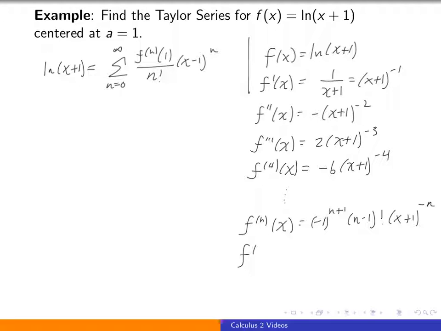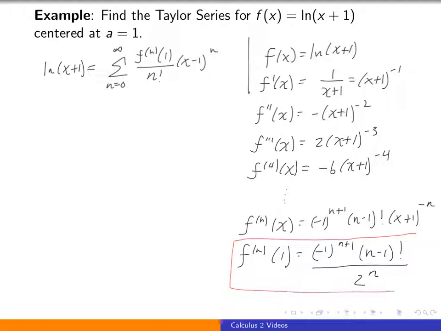So the nth derivative evaluated at 1 is going to be minus 1 to the n plus 1 multiplied by n minus 1 factorial. Raising to the negative nth power is dividing by the nth power, and 1 plus 1 is 2. So using differentiation and pattern recognition, we have come up with a formula for the nth derivative evaluated at 1.